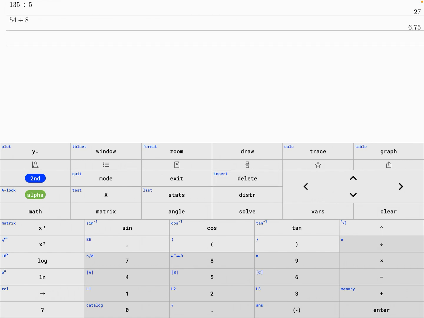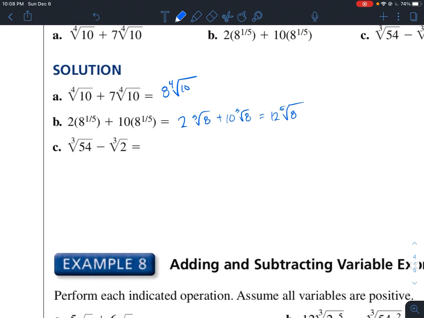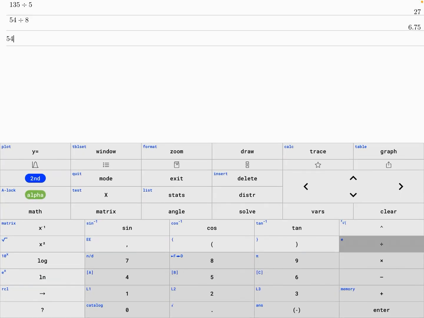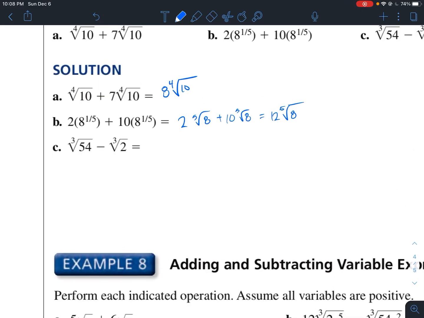So it's not divisible by 8. What I'm trying to do is reduce this by finding factors of 54 that I can take the third root of. What about 54 divided by 2? I think it's divisible by 2, and that gives 27, which is good. So this is the same thing as the third root of 27 times 2.